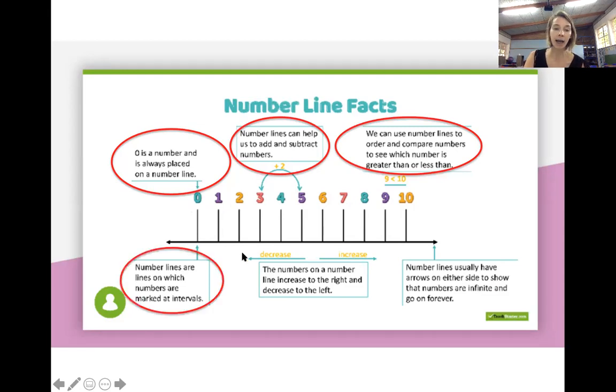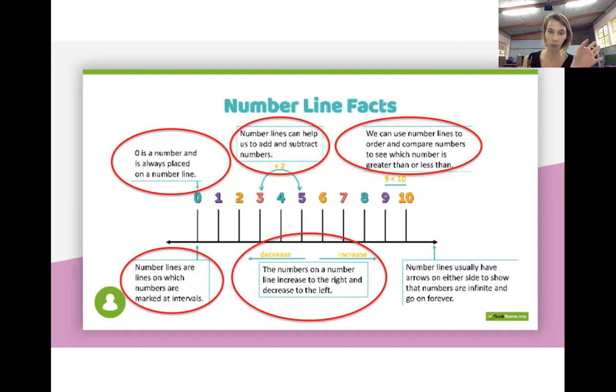Number lines are lines on which numbers are marked at intervals. So on a number line, we obviously have a straight line. Then you mark equally spaced distances, and those are used to mark the numbers in order. The numbers on a number line increase to the right and decrease to the left. So when you move left, you can see the numbers get smaller, but when you start moving to the right, you can see the numbers get bigger.